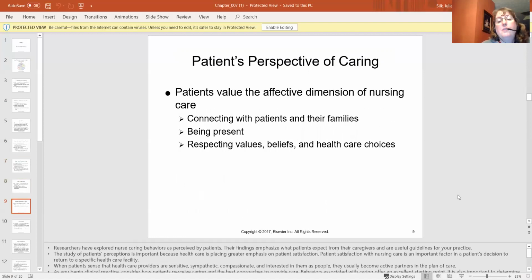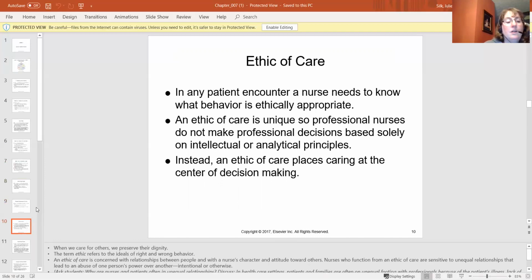Patients value the affective dimension of nursing care. Connecting with patients and their families, being present, respecting their values, beliefs, and healthcare choices. This is all an important part of caring. When we care for others, we preserve their dignity.